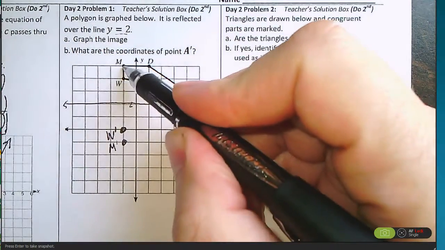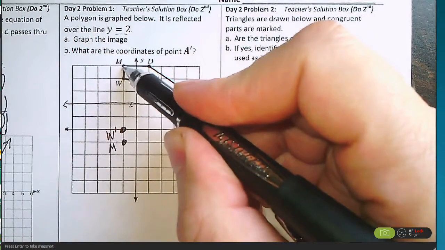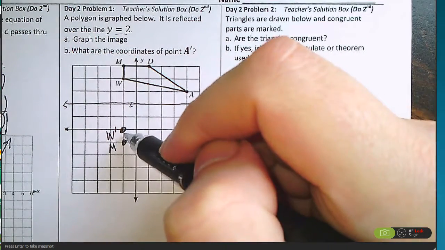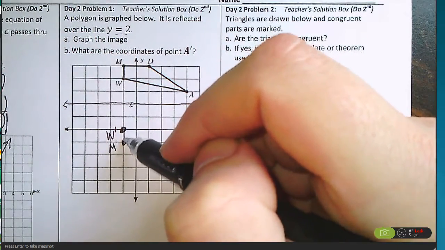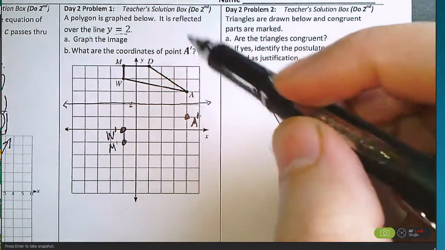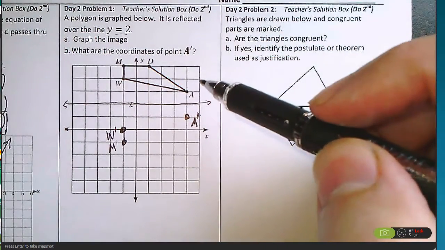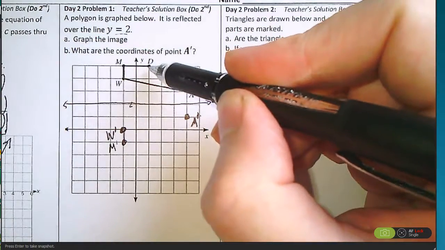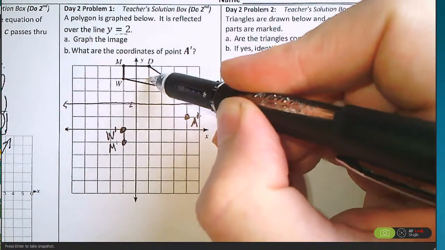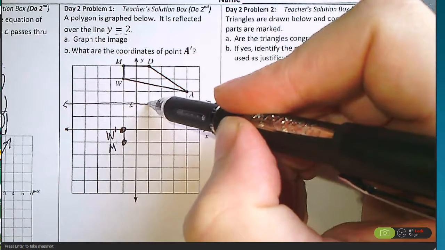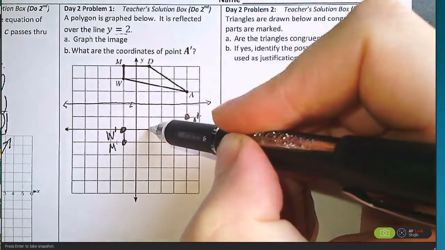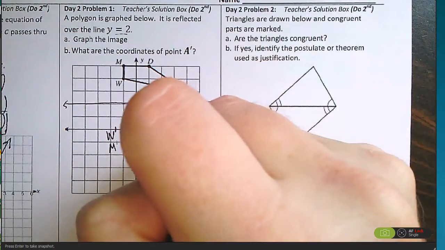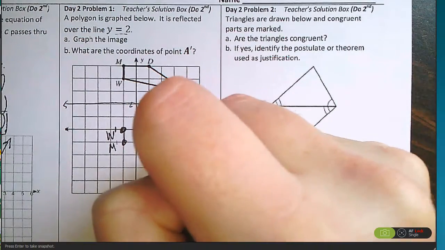Notice that M and W are only 1 unit apart in the original figure, and in the image they're also 1 unit apart, because reflections are rigid motions that retain distances. Okay, we have one more corner to locate. Here's point D, and it is 3 units from y equals 2. So let's travel 3 units to the other side of y equals 2 to find its image, D prime.